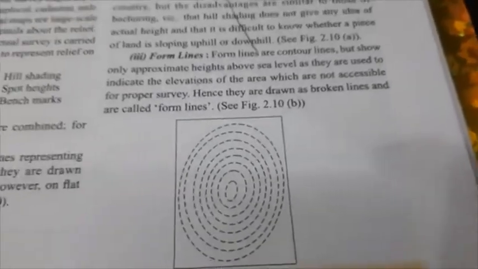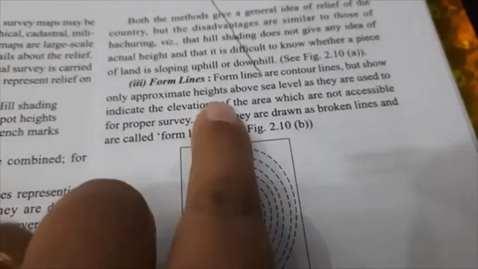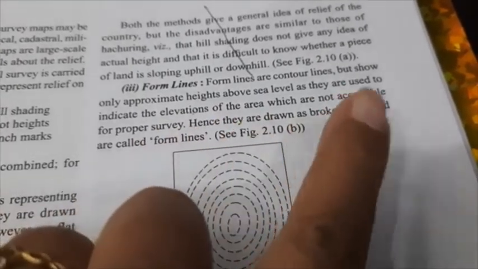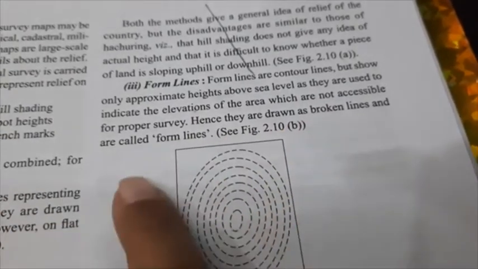One more method of showing heights in your map is by form lines. Now these are contour lines but show only approximate height above sea level, as they are used to indicate elevations of the area which are not accessible for proper survey. Hence they are drawn as broken lines and are called form lines.